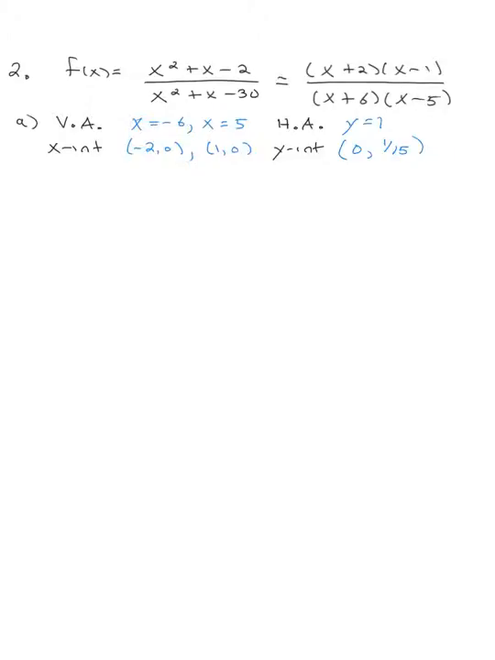Now part B asks another important question. Potentially your graph could cross over the horizontal asymptote of y is equal to 1. To answer this question, is it ever the case that the original function takes on a value of 1? This is a very easy equation to solve because you can multiply this entire denominator over to this side, changing this equation to x squared plus x minus 2 is equal to x squared plus x minus 30.